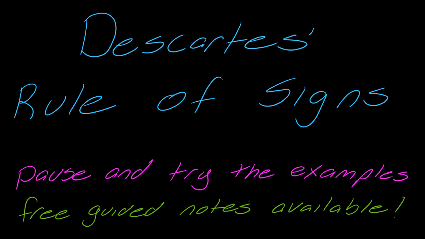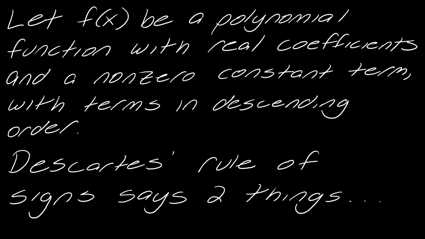So in this video, we're going to talk about Descartes' Rule of Signs, which is kind of an oddball rule that can be helpful. To do this, you need a polynomial with real coefficients and a non-zero constant term. So the constant term cannot be zero, it has to be a number, positive or negative. And you want the terms in descending order.